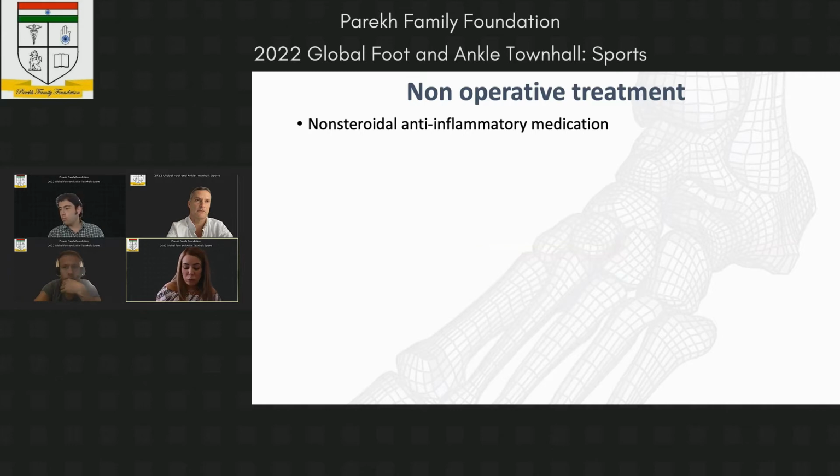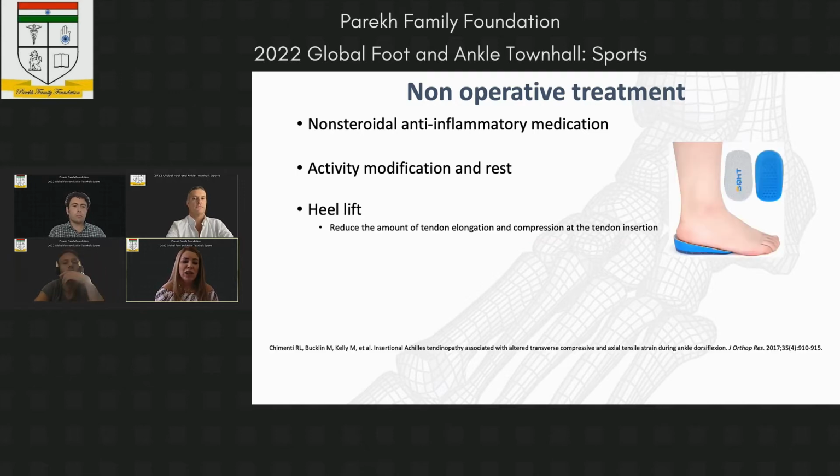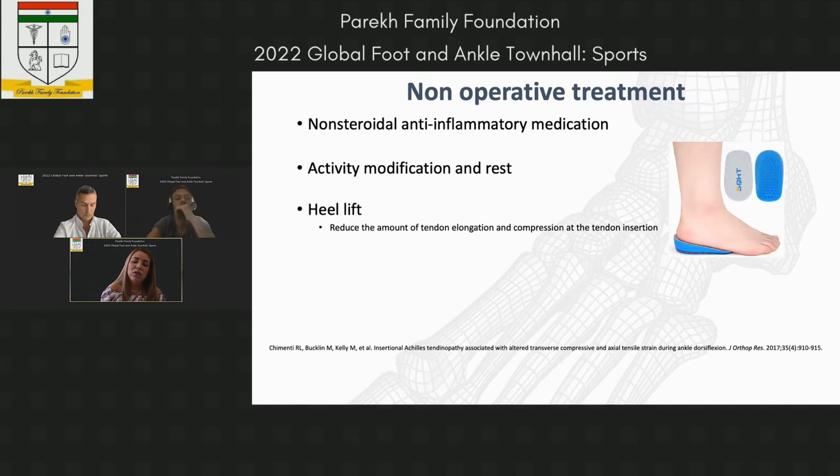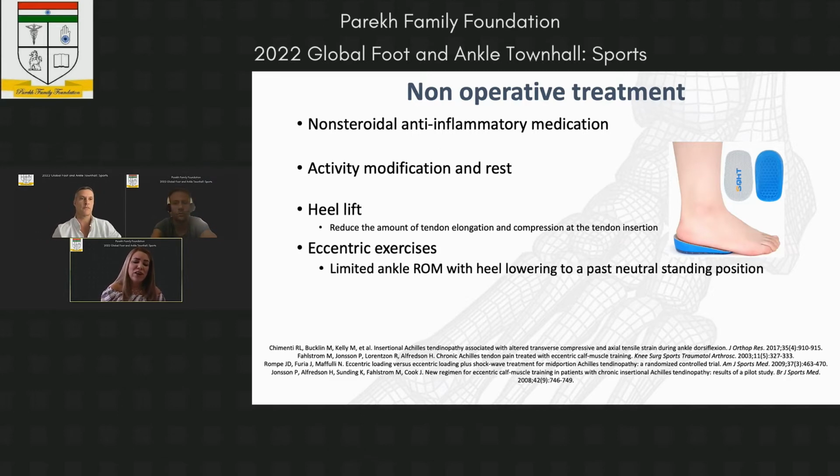So non-operative treatment will be pretty much like in every other pathology we're going to see in sports. So NSAIDs, activity modification, rest, open heel shoes, a heel lift. Heel lifts especially reduce the amount of tendon elongation and compression at the tendon insertion site that is caused with activities of daily living, especially with people who do dorsal ankle flexion. So for eccentric exercises, we've seen a difference now that it's better for patients if you limit the ankle range of motion when they go on their heel lowering. So it's better if they don't do complete dorsiflexion of the ankle and they just go past neutral.